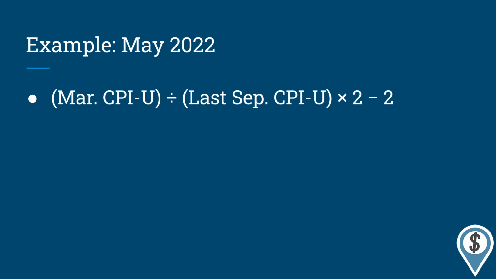Now let's do an example. I'm going to pick one from the past so we can see the way that everything worked out. Then we'll do one for the future. We're going to pretend it's April 2022 right now, and we're trying to predict the I-bonds rate for May 2022. To do that, we're going to need the CPI-U number from this March and last September. So let's go look that up really quick.